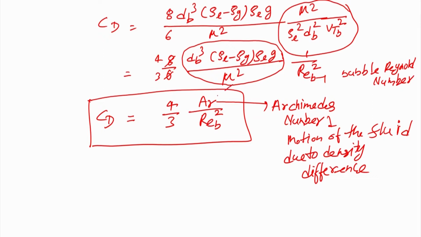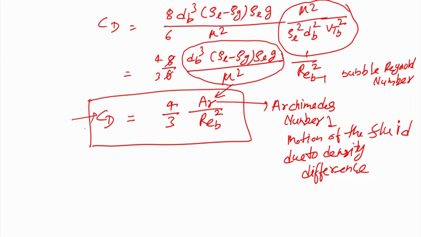That is nothing but the Archimedes number, and the Archimedes number characterizes the motion of the fluid due to density difference. So, if I do the force balance again, I will get the correlation between CD and Ar. Now, if you want to find the bubble terminal velocity, you have the formula available. The only question is, what will be the value of CD?